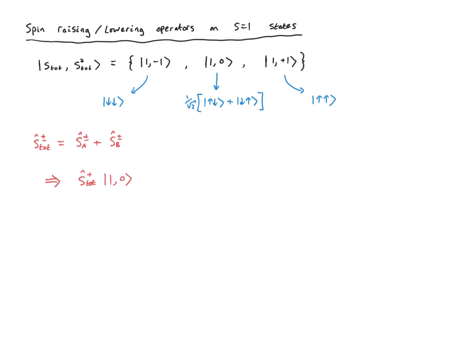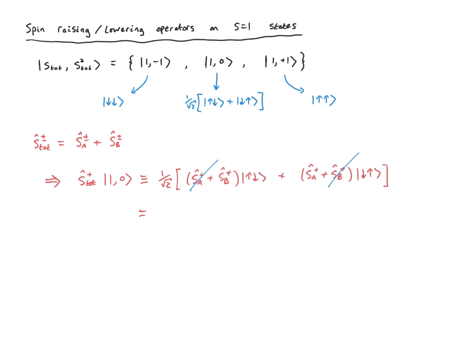Let's consider, for example, the total spin raising operator S total plus acting on the state 1, 0. Writing out S total plus in terms of SA plus plus SB plus, and writing out the state 1, 0 as 1 over root 2 of up down plus down up, we have the following expression. Now, some of these terms we can see are immediately 0 because, for example, in this first term, we cannot further raise the A spin because it is already an up spin, and in the second term, we cannot further raise the B spin because it is already an up spin. So these two terms can be immediately crossed out.